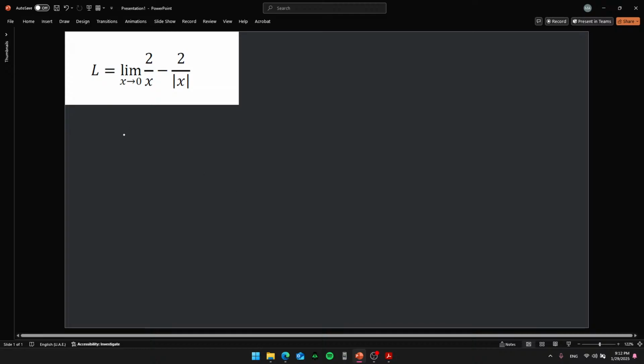Okay, limit as x approaches 0. If you go ahead and plug in 0, you get 0 over 0. Now we have absolute value. So we have to rewrite the absolute value as two functions, positive x and negative x. Positive x when x is greater than or equal to 0, and negative x when x is less than 0.